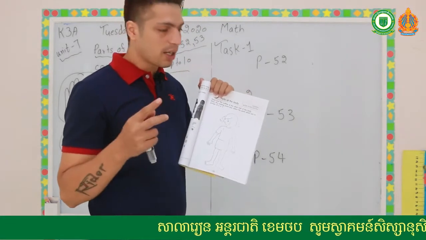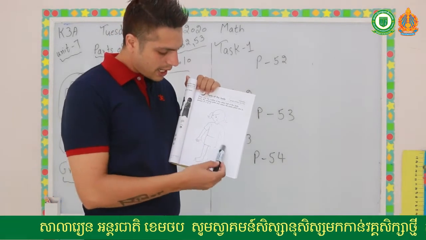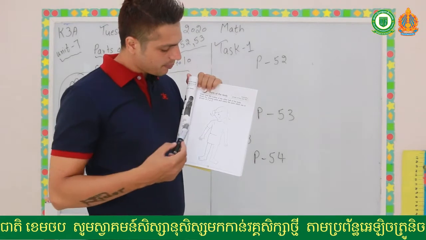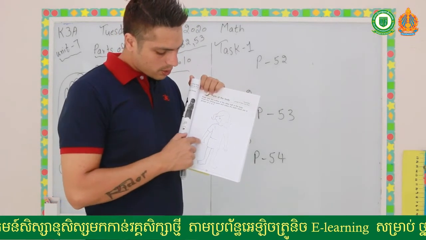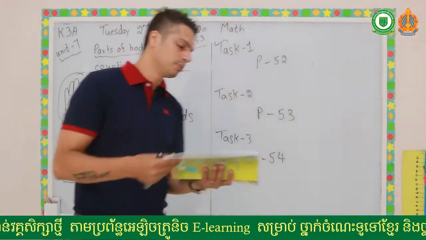Okay, so now you need to color the parts of body which are in group of 2, like 2 hands, 2 feet, 2 arms, 2 legs, okay, 2 eyes, 2 ears, okay, and you can also color fingers. Okay, so this is your task 2.